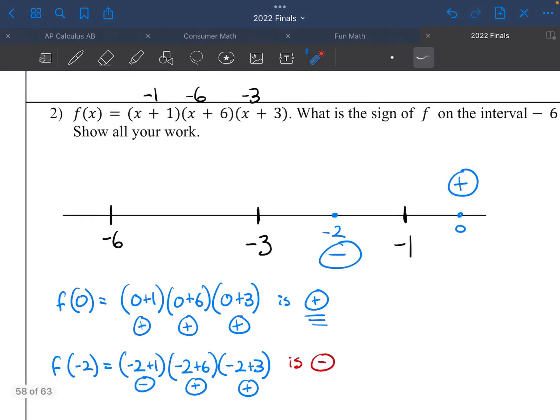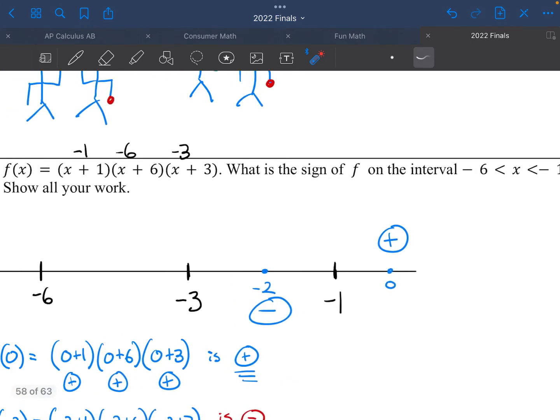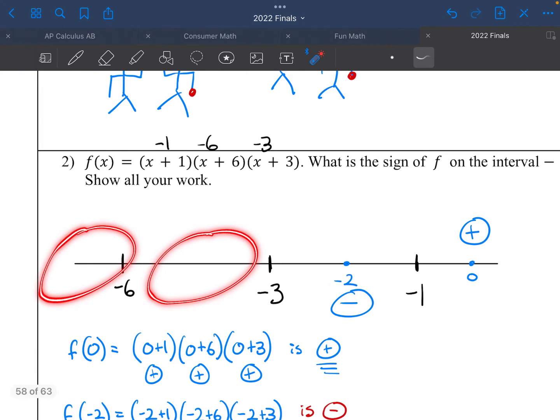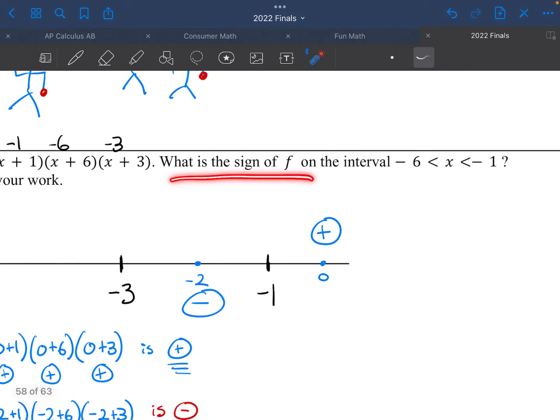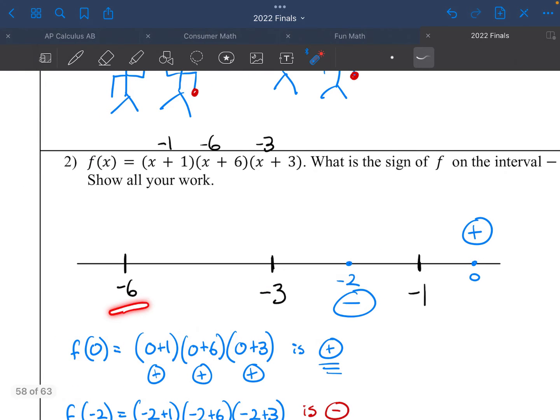All right, I have to keep going all the way. I need to figure out that one, and I need to figure out that one. Well, do I? Let's read the question. What is the sign on the interval just between -6 and -1? So between there and there. Okay, so I'm only looking at these two intervals. I guess I didn't really need that one. I just need this one, and I need this one, and then I am done. So this is the last one. What's a good test point? Anywhere in between. I'm going to do like -4. Why not? -4.